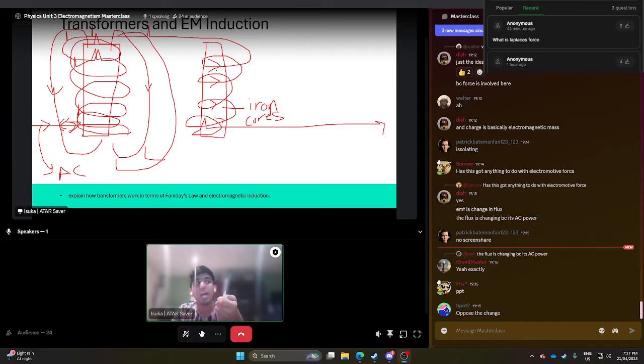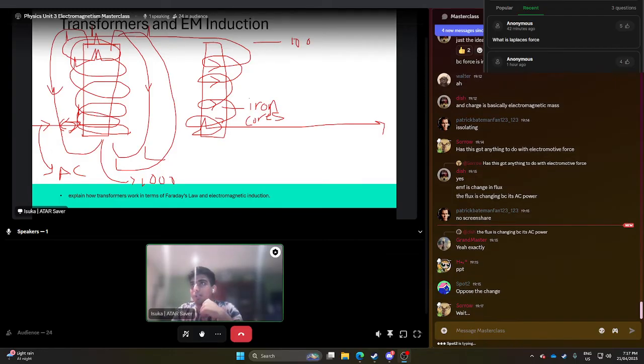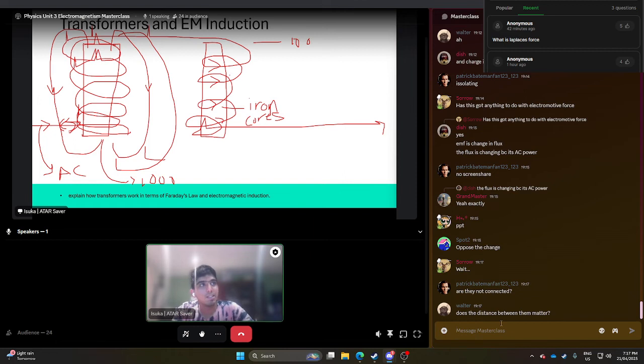on the other side. And how you step it down or step it up just depends on the number of coils. So if you have 1,000 coils here and 100 coils here, that's how you step down the voltage, basically. So basically, this is how transformers work.